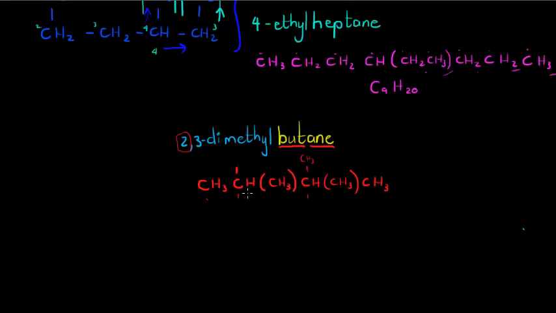Then let's quickly check ourselves. Do we have 1, 2, 3, 4, 5, 6 carbons in total, which means I need a total of 14 hydrogens. Let's test ourselves. 3 plus 1 is 4, plus 3 is 7, plus 1 is 8, plus 3 is 11, plus another 3 is 14. I've done it correctly.